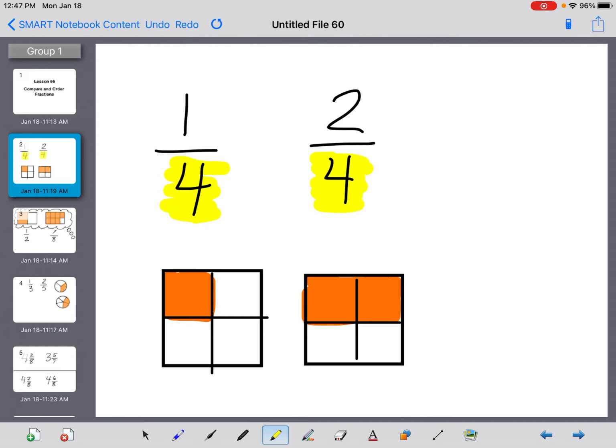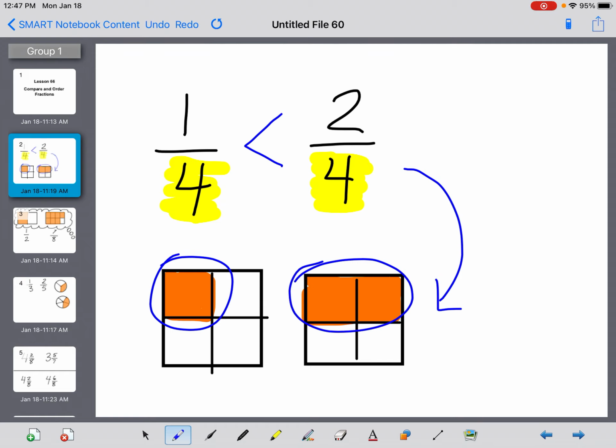Because if both of your fractions have the same denominator, the same bottom number, all you have to do is look at the top number and decide which of those is larger. So if I have 1/4 and 2/4, it's very easy to see that 2/4 is more than 1/4. And you can even take a look at this picture I made for you down here. We have 1/4, we have 2/4. If you think about those as chocolate bars, would you rather have 1/4 of a chocolate bar or 2/4? Well, if you want to have more chocolate, you'd rather have the 2/4.